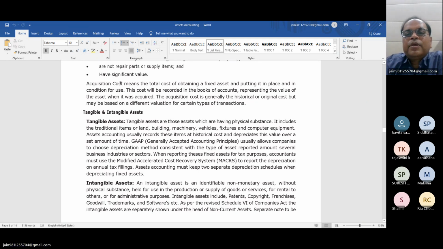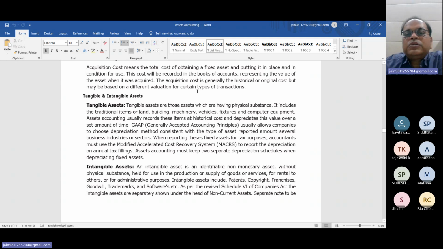Acquisition cost. We have already discussed it in detail. In your study material, a very short definition is given. Acquisition cost means the cost of the asset for obtaining the fixed asset and putting it in place and in condition to use. The cost will be recorded in the books of account, representing the value of the asset when it was acquired. The acquisition cost is generally the historical cost or original cost, but may be based on a different valuation for certain types of transactions.